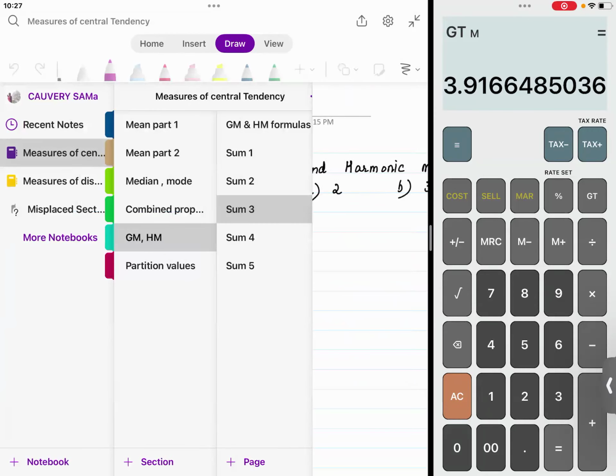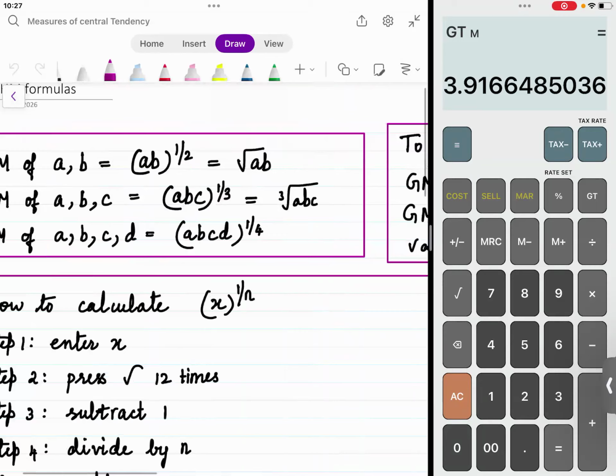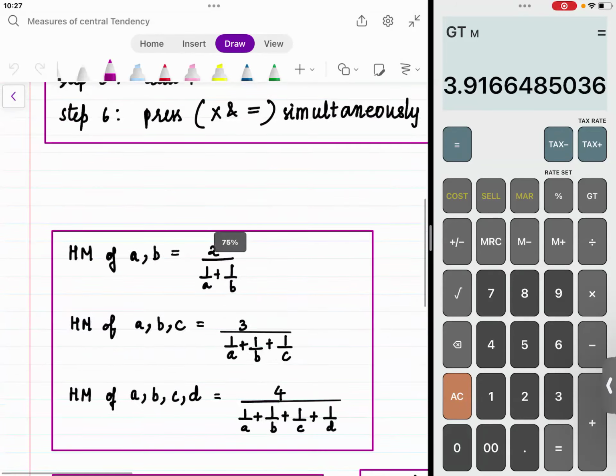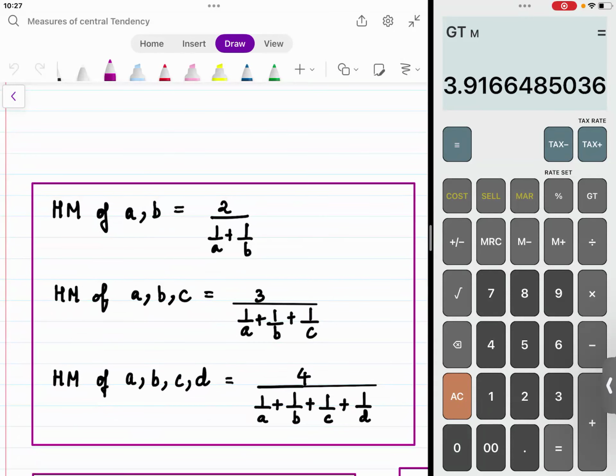Okay, next sum we have to find harmonic mean. How do we calculate harmonic mean of two numbers? Harmonic mean of two numbers A, B is 2 divided by 1 by A plus 1 by B. So we have to do number of observations divided by sum of their reciprocals. Harmonic mean of three numbers, we have to do 3 divided by 1 by A plus 1 by B plus 1 by C.